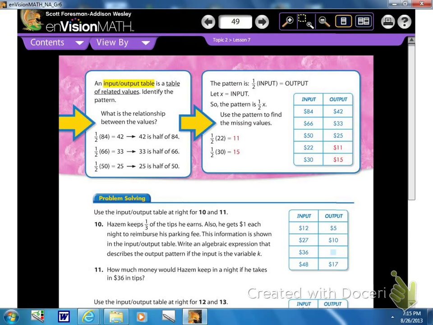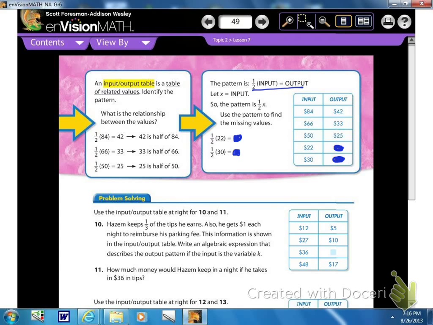Okay, an input-output table, vocabulary word, put it down, is a table of related values. So we're identifying the pattern here. What's the relationship between these values? Well, 1/2 of 84 is 42, and 1/2 of 66 is 33, and 1/2 of 50 is 25. So we must be dividing by 2 or taking half of what he makes. Okay, so the pattern is half of the input equals the output.